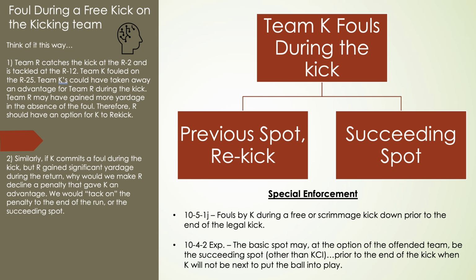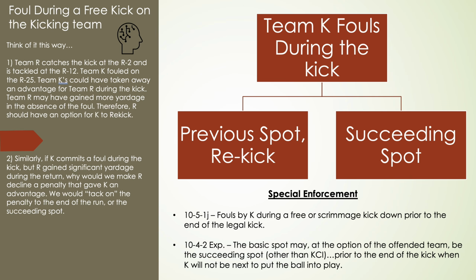Team R catches a kick at the R2 and is tackled at the R12. Team K fouled during the kick at the R25. Team K's foul could have taken away an advantage for Team R during the kick. Could Team R have gained more yardage in the absence of the foul? Therefore, Team R should have the option for a re-kick or to enforce from the succeeding spot.